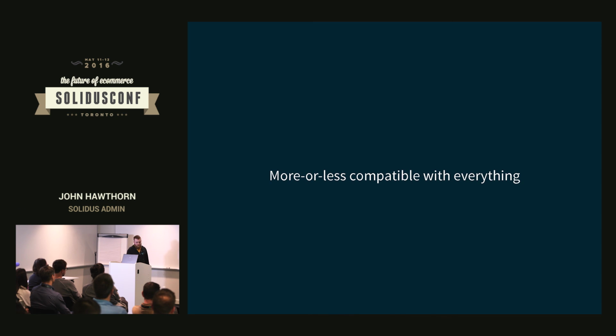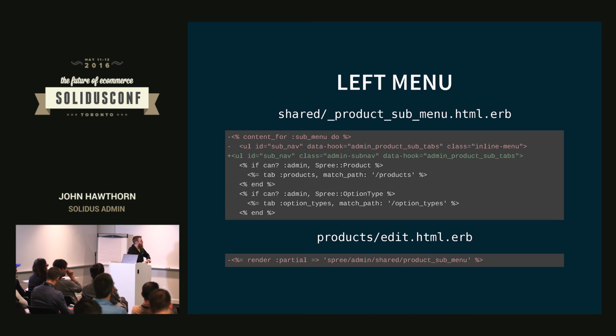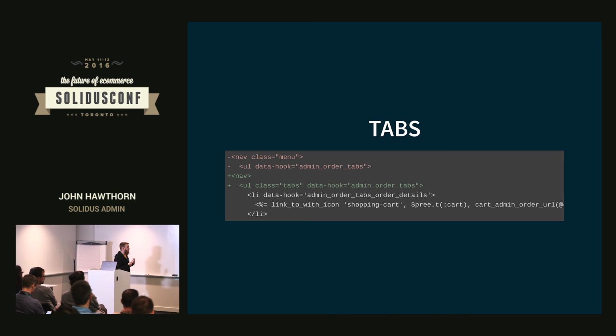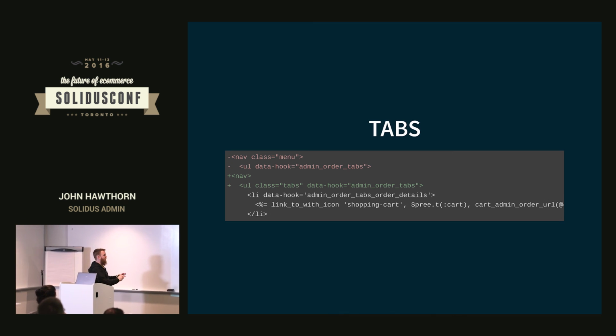And that relies on really all of the structures staying the same, all the IDs staying the same, and all the data hooks staying the same. But it is possible to do that. So all we've done to change the left menu, for example, is we're rendering it from a different location. And then we've just changed classes around. So where we previously had a class of inline menu, we're now an admin submenu. And tabs, very similar. Instead of being a menu, it's a tabs.